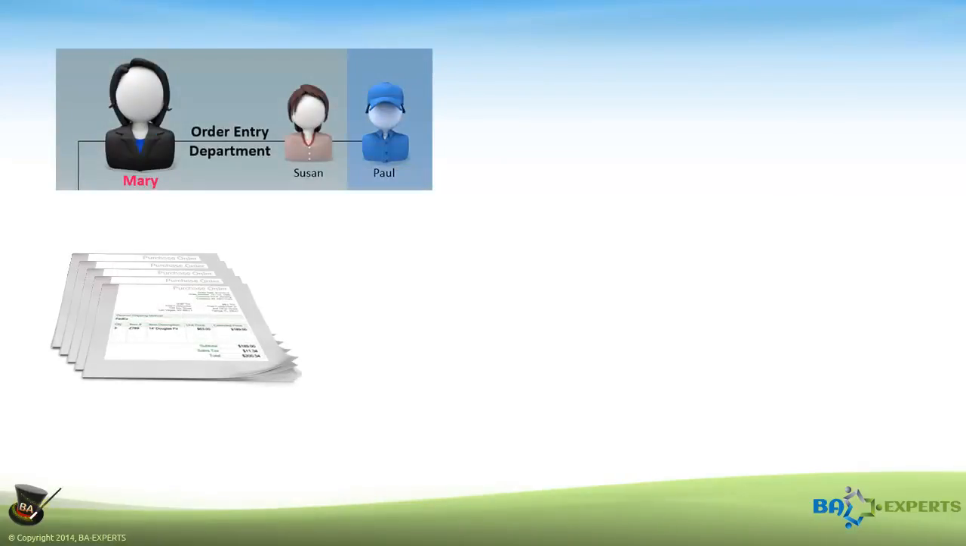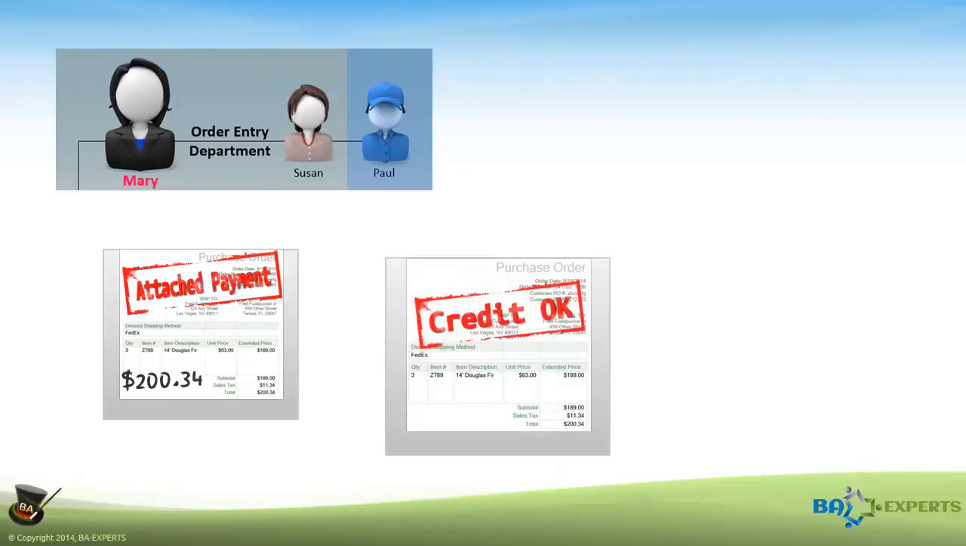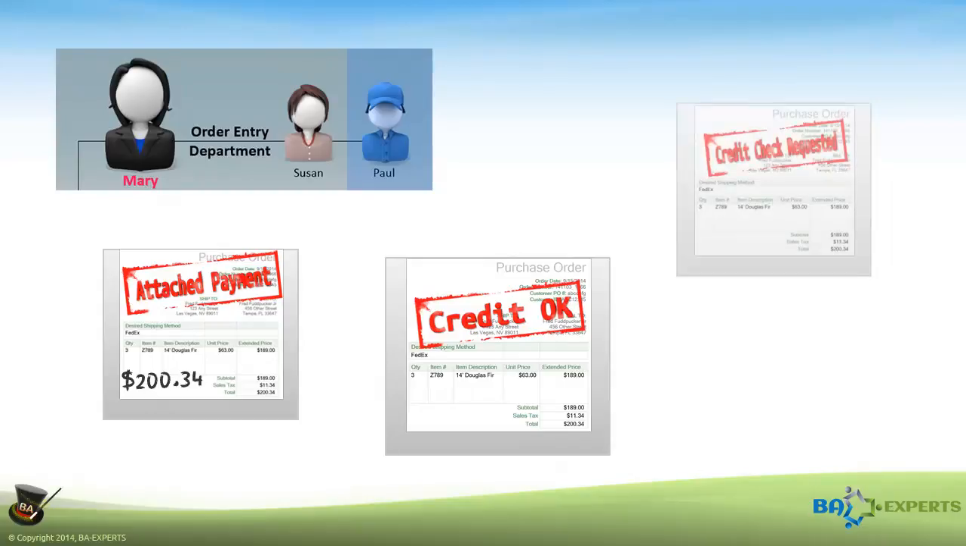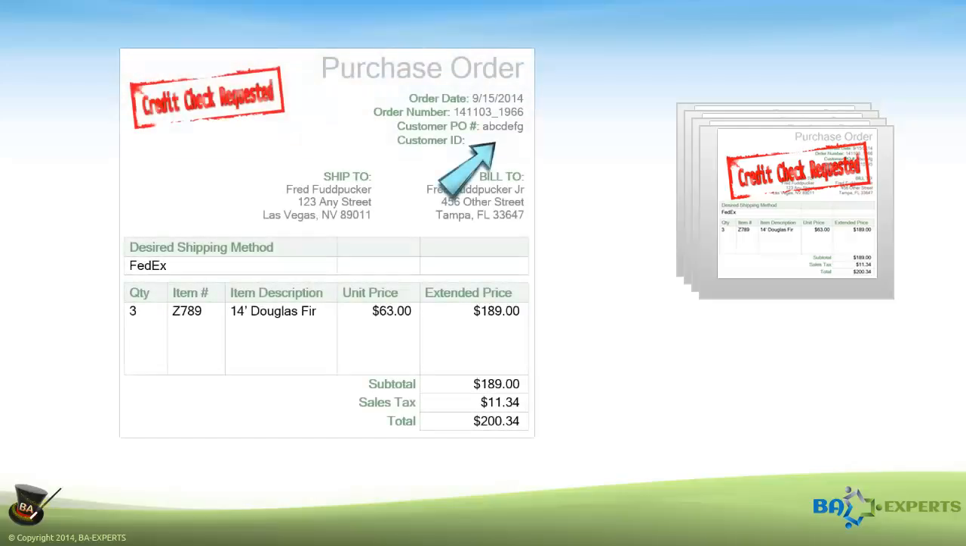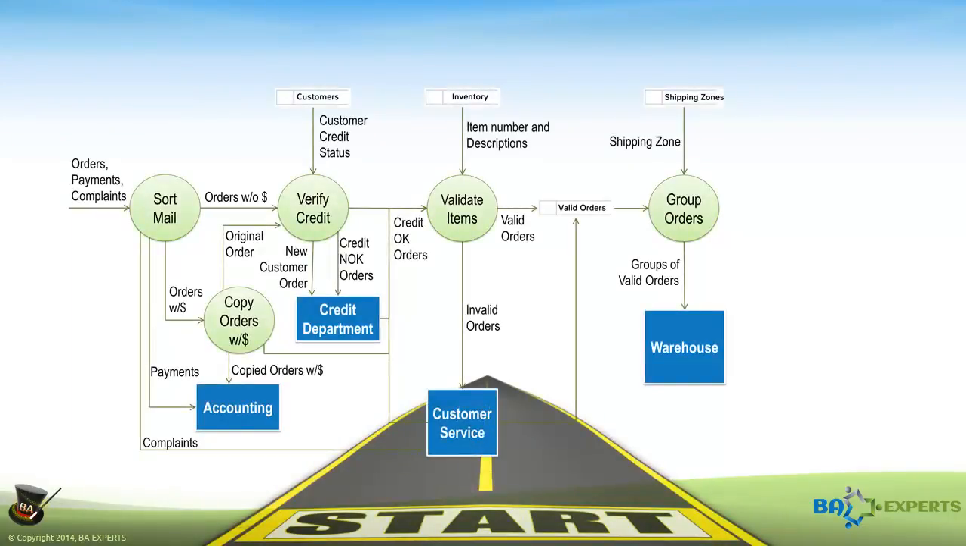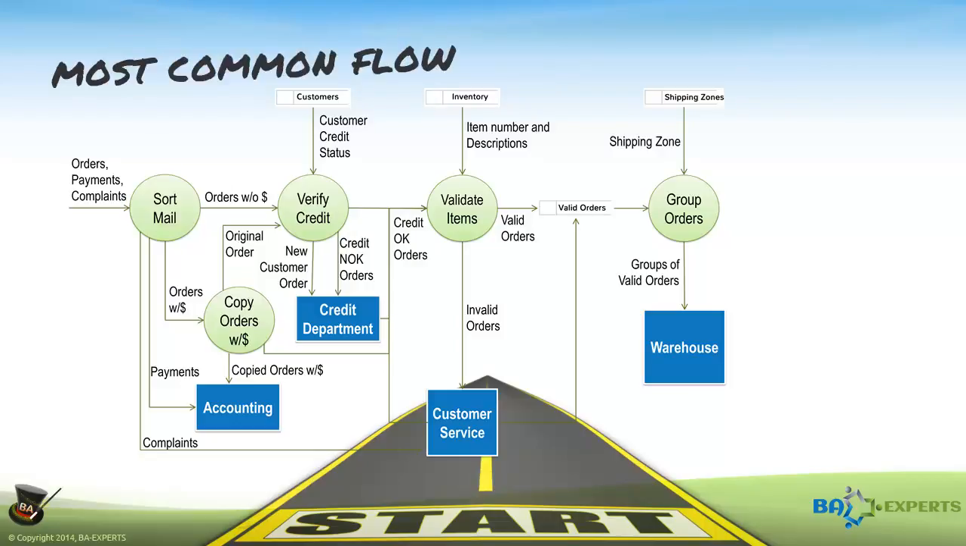From the sample orders Paul, an order entry clerk, provided, I note that some have a stamp attached payment with a dollar amount handwritten below it. Some have a credit OK stamp, and others have one stating credit check requested. In rifling through those stamped credit check requested, I find several orders in which the customer ID field is blank. I initiate horizontal balancing starting with the norm or most common flow created by the process.